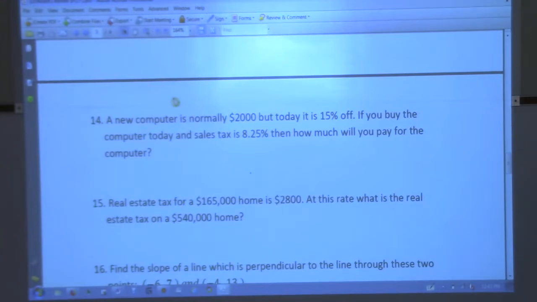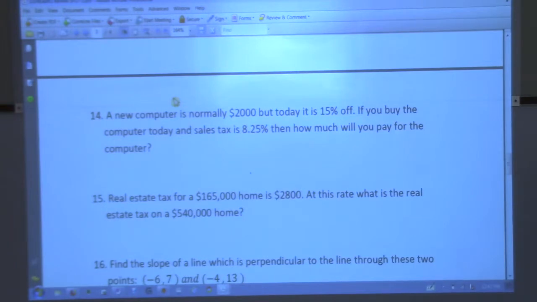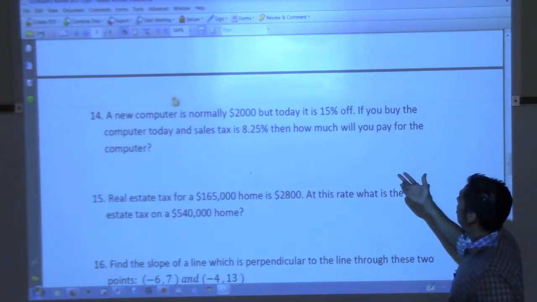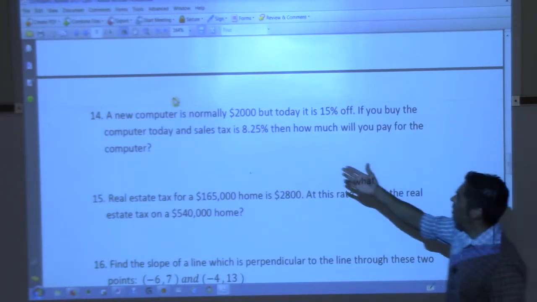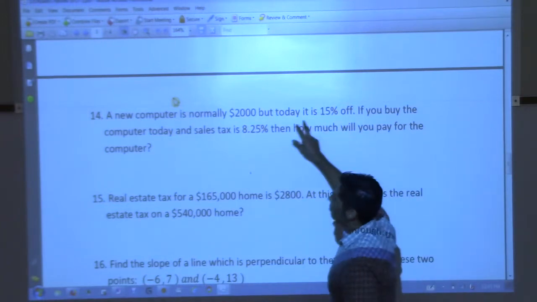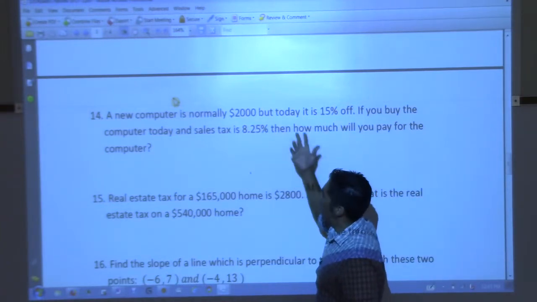Okay, yeah, like I said, we're not going to get into that. All right, so a new computer is normally $2,000, but it's 15% off today. If you buy the computer today, look, we did one just like this, right? $2,000, 15% off. So first thing you do is find the sales price. So how would you find the sales price?